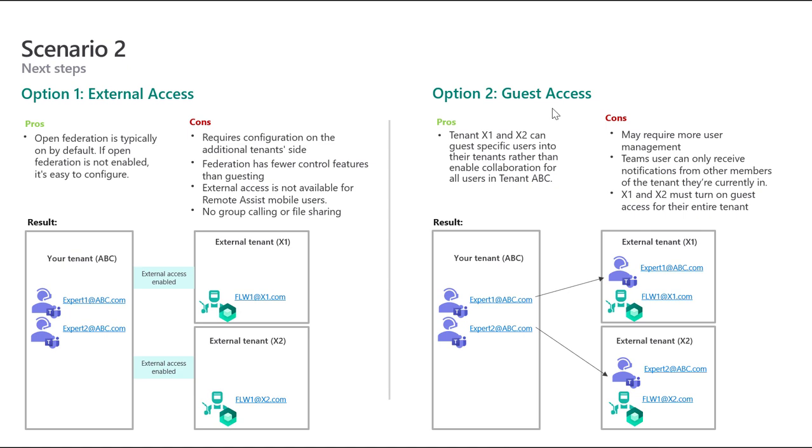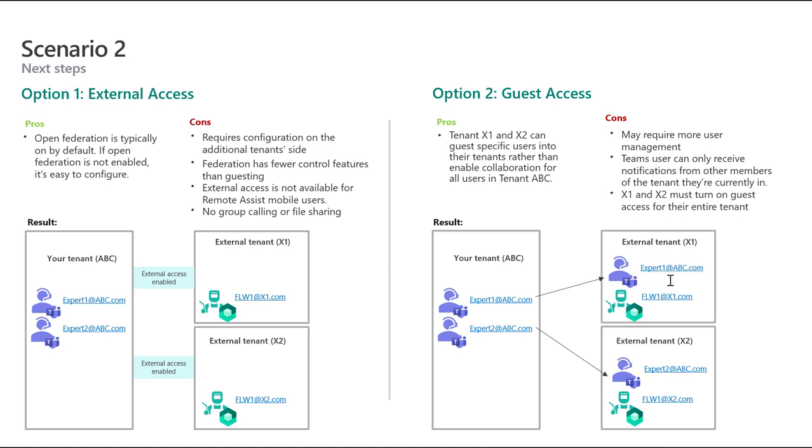So now let's talk about the pros and cons of guest access. So one of the pros, by definition, is that external tenant X1 and X2 can guest specific users into their tenants. And this is really useful if, for example, you want to really carefully control which expert one of these first-line workers can reach out to. For example, you might not want these first-line workers to be able to access and search all of these experts. You don't want them to feel inundated with requests. So in that way, guest access is very useful.